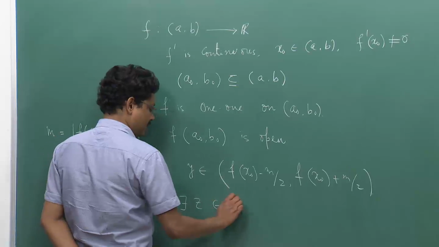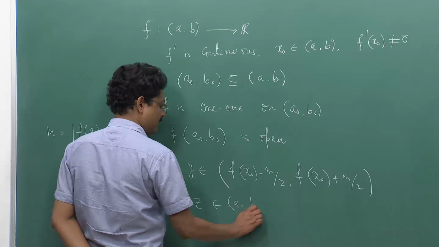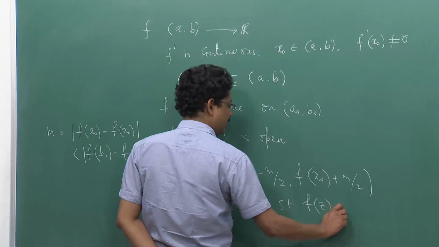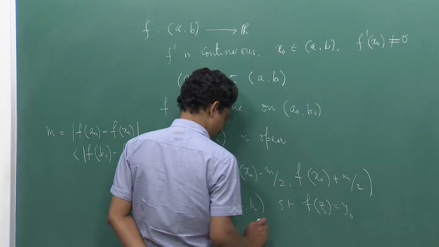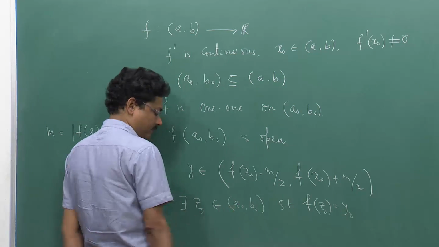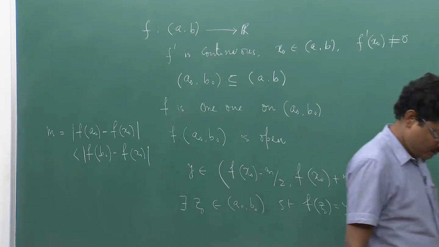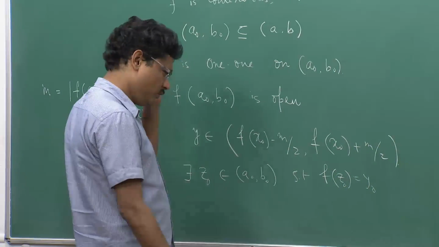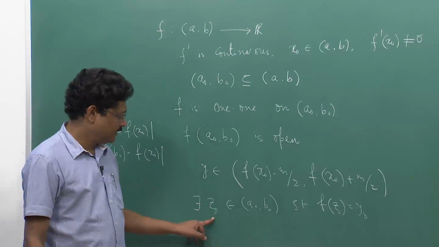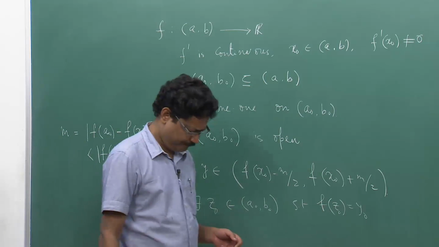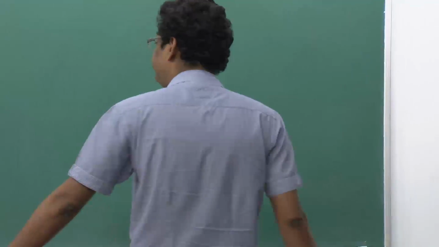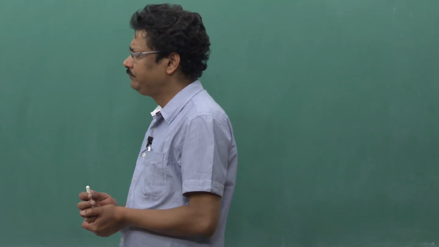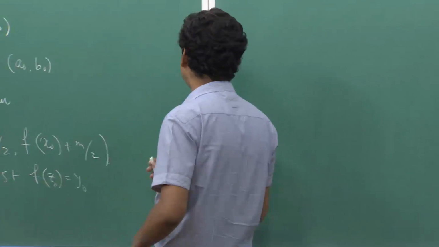z in a naught b naught such that f of z equals y, z naught maybe in the open interval. It is not one of the endpoints. It needs a little work, but if you look at the proof, you actually see that this z naught will be unique. Now this was the case for f from an interval to R.